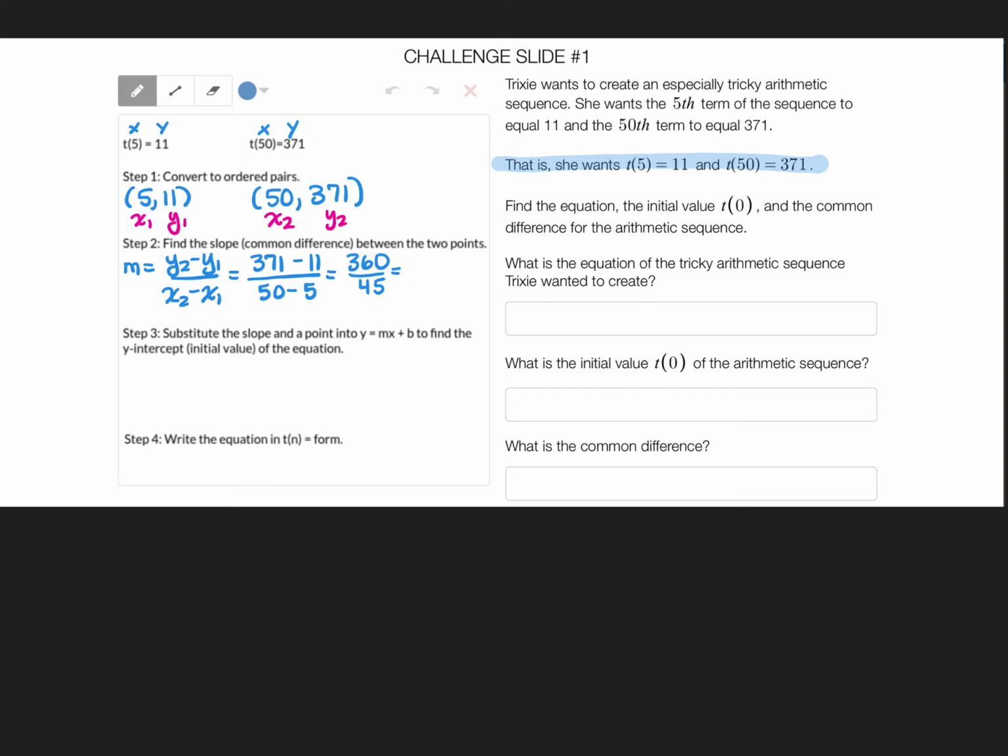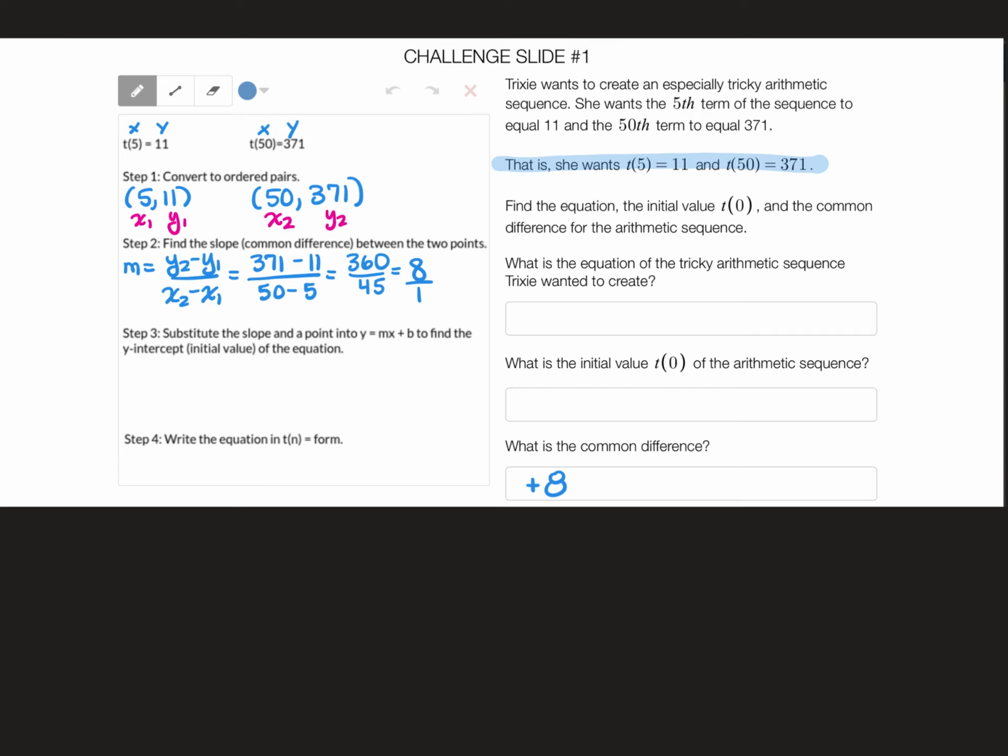You can use your calculator if you need to. That'll be 8 over 1. So our slope is 8. That's our common difference. That's how much we're adding to each point. So what's the common difference? It's plus 8. Okay. Next up, remember we talked about how slope and common difference are all the same thing.